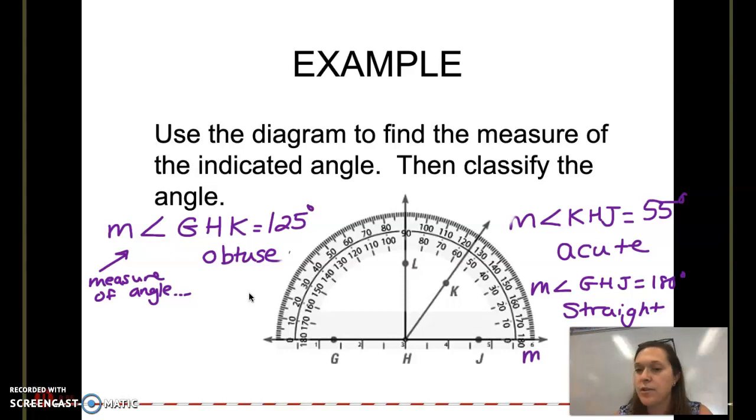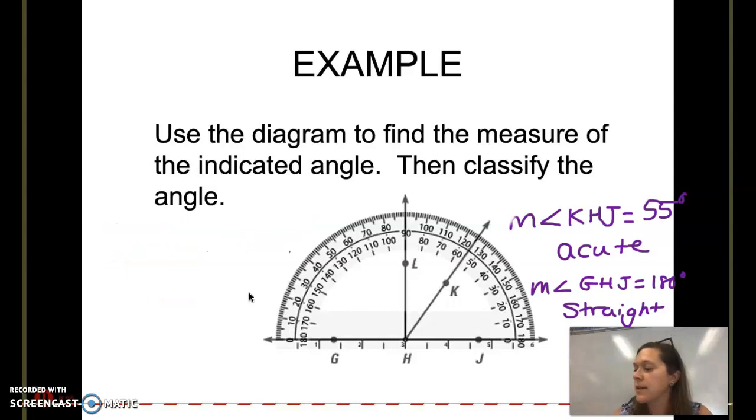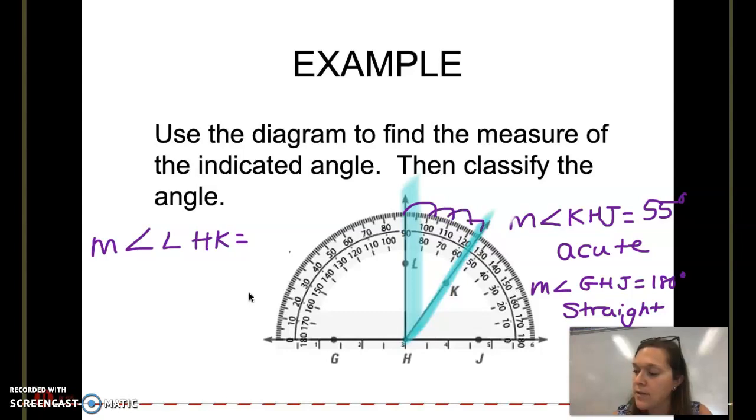Last one. The measure, and I just realized I'm probably close to my face right now, so I probably should go over here. Let's erase that since you probably already have it. Let's do the measure. This is going to be a bit trickier. The measure of angle LHK. Did you say that it was 35 degrees? Let's check it. Look here. There's the angle. From 90 to 100 is 10. Another 10 is 20. Another 10 is 30 plus 5. So 35 degrees. How do we label it or classify it? Acute. Perfect.